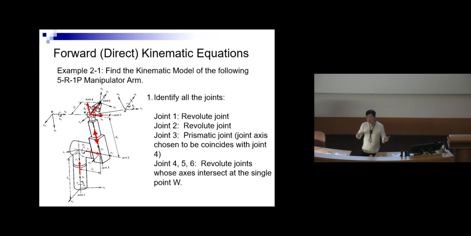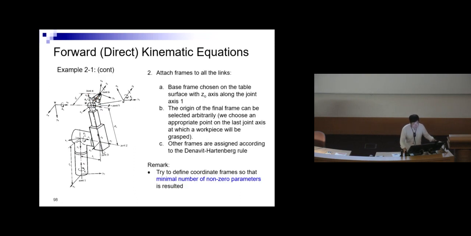So we'll be going back to this manipulator again. The point W essentially is your wrist. So these three joints over here actually define your wrist, and these three joints over here define your arm. So after you have done the kinematic modeling, you attach a frame. You choose a base frame, and then you choose all the other frames from there.